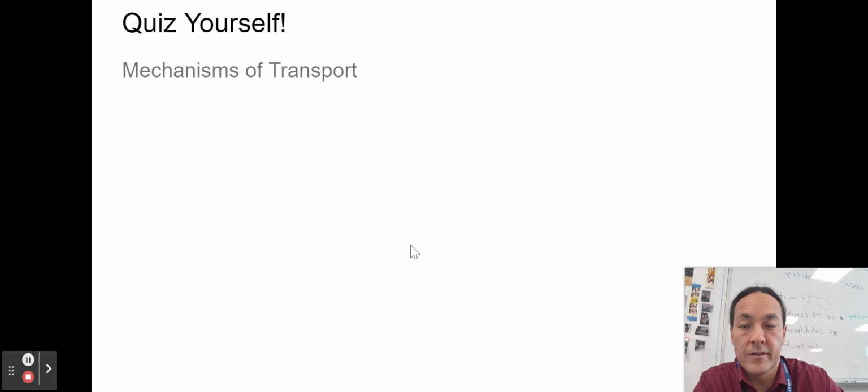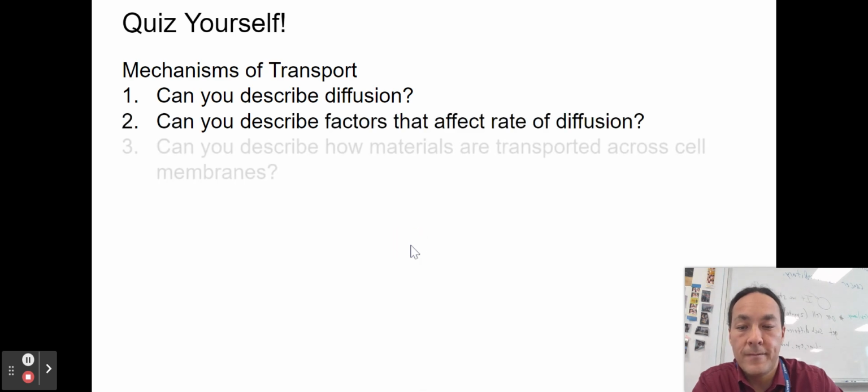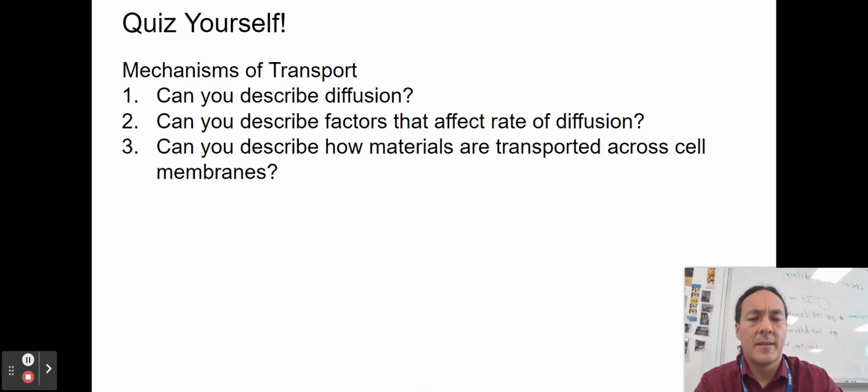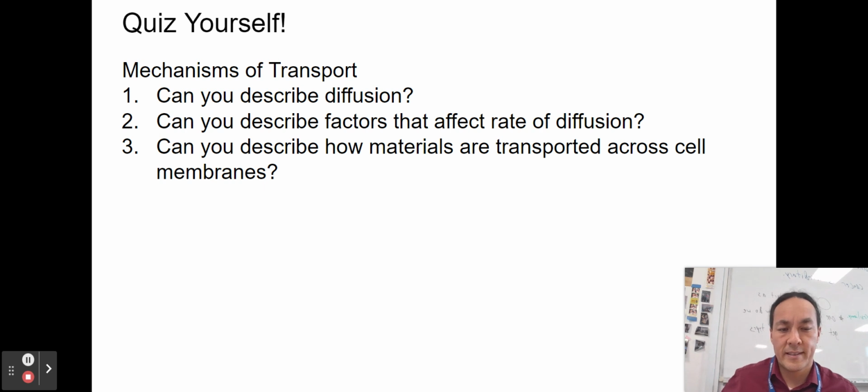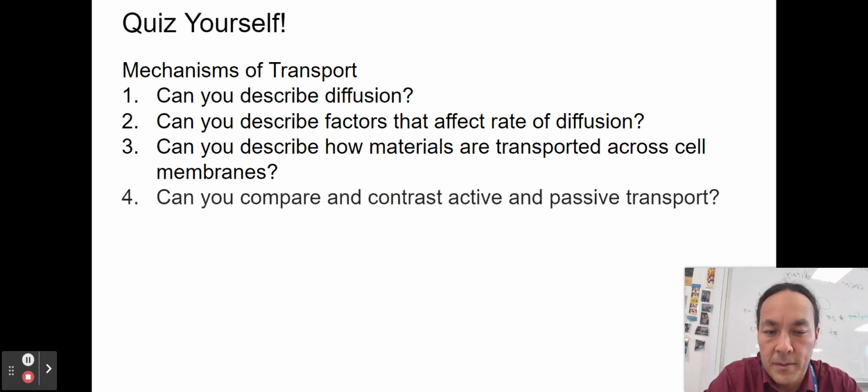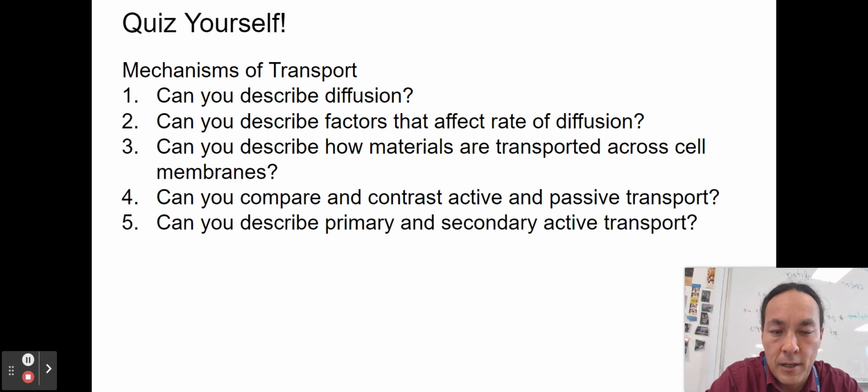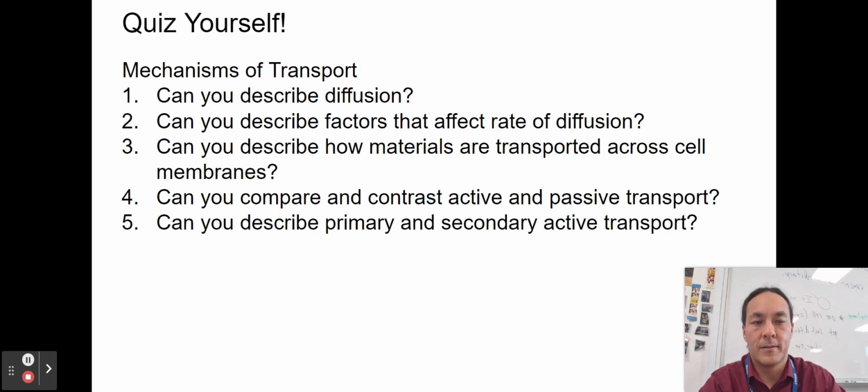All right, quiz yourself. Can you describe diffusion, factors that affect it? Some factors we didn't go over were diffusion distance, but we'll do that in class. How materials are transported across cell membranes, active and passive transport, primary and secondary active transport. And that is it.